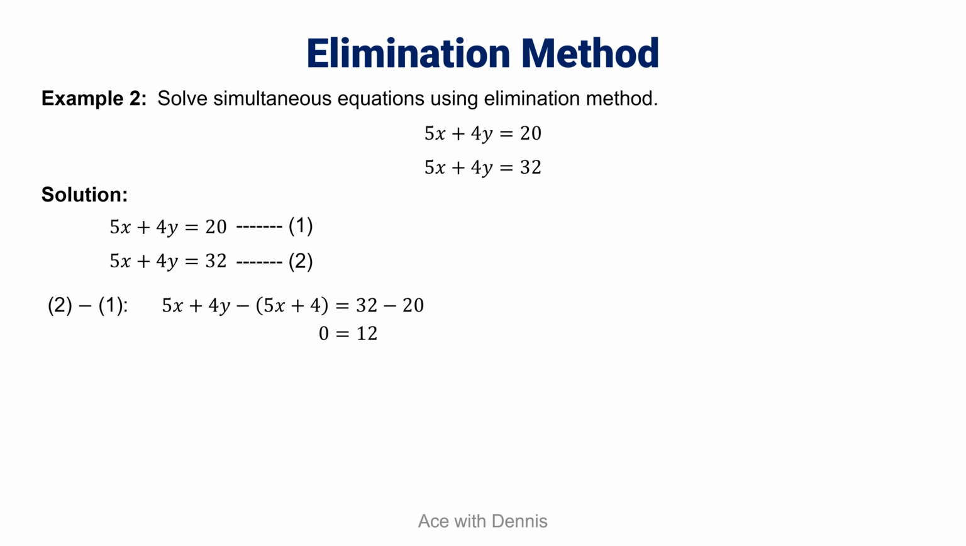This equation looks very, very weird. How can 0 equal 12? This means both x and y are eliminated, hence there is no solution for this case.